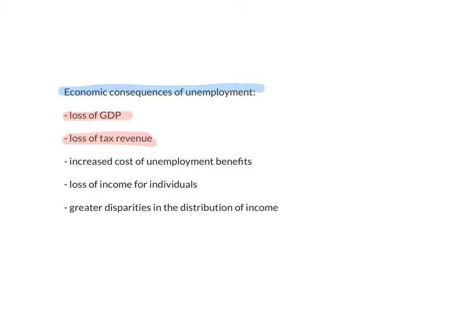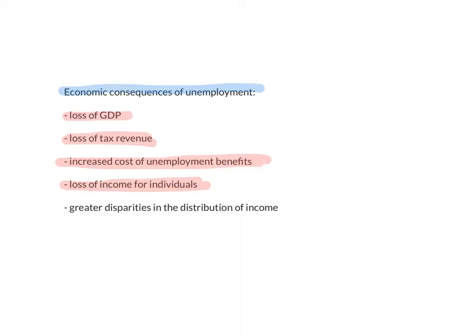On the other hand, there's an increased cost of unemployment benefits. The more unemployed people you have for longer periods of time, the more welfare payments and unemployment benefits the government has to pay out. There's also a loss of income for individuals. So that could get them into debt, that could cause an enormous amount of stress. That's also a loss of income.